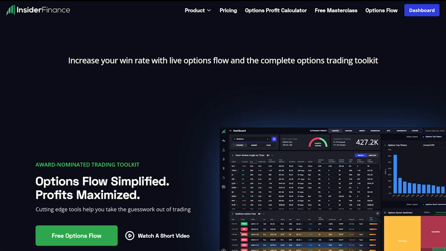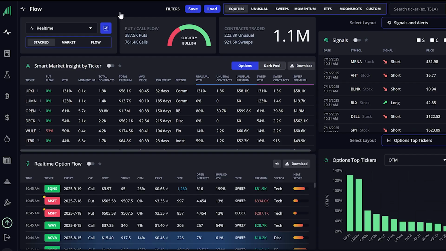Let's take a look at Insider Finance. I'll show you what this platform can do and what it's all about and help you decide if it's right for you. So to get started, we'll dive into the Insider Finance dashboard here.